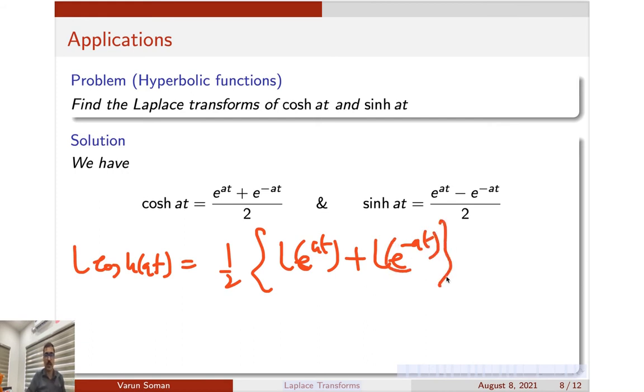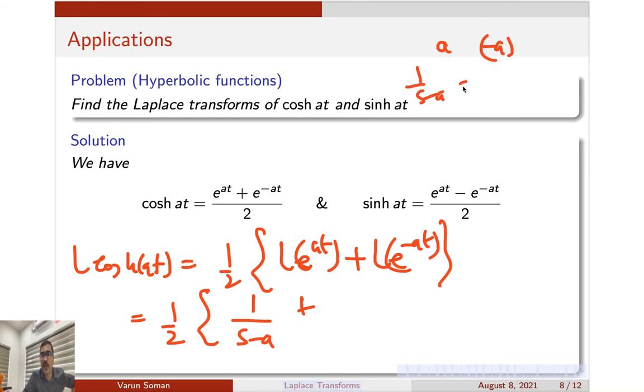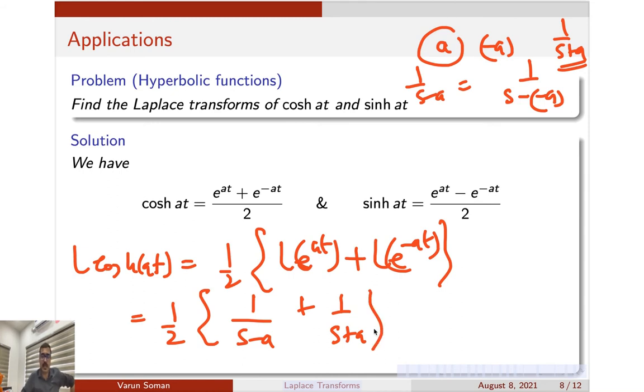Okay. Now, again what will you do? Already you know the value of L of e raised to at. From the table, what's the value of L of e raised to at? It is simply 1 by s minus a. Plus, what's the value of L of e raised to minus at? In the place of a, you have minus a here. So instead of 1 by s minus a, you will have 1 by s minus of minus a, which is simply 1 by s plus a. There is no need to evaluate again, because in the place of a now you have minus a. So in the place of s minus a, you will have s plus a, that is 1 by s plus a. Okay, so you will be getting this.